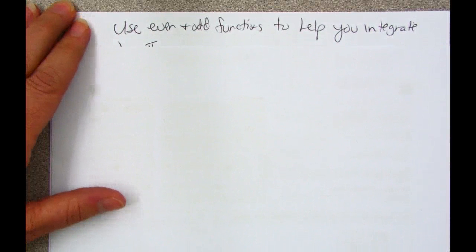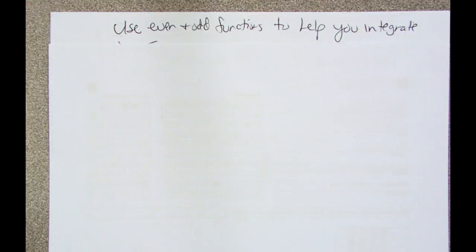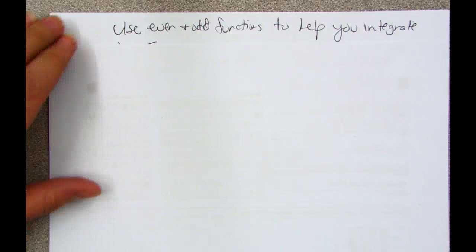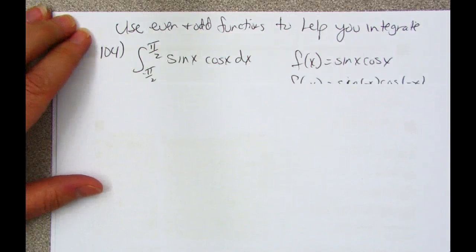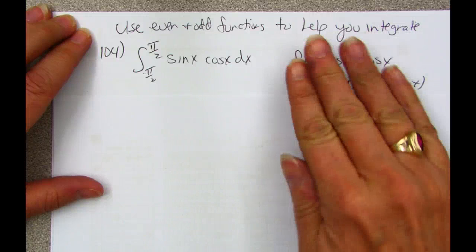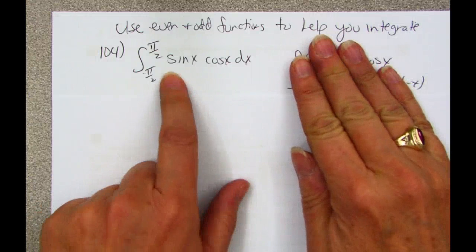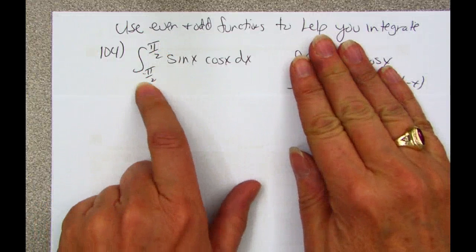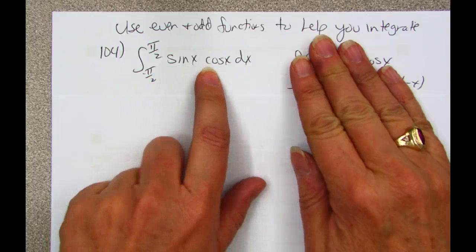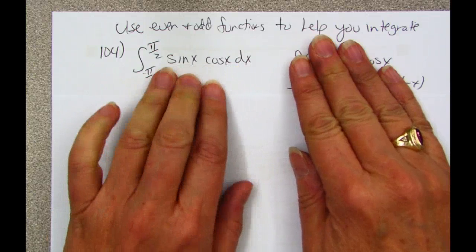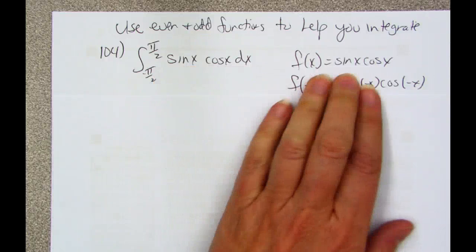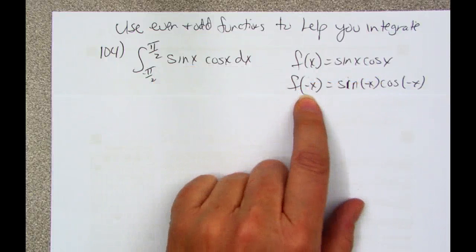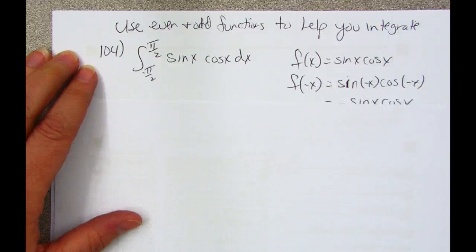So in the directions, it actually will then tell you to use even and odd functions to help you integrate. So let's see what that might look like. From pi over 2 to negative pi over 2 of sine of x times cosine of x dx. So here's my function. I need a test. So I wrote it out, and then I tested it out. I put in negative x for where the x is.